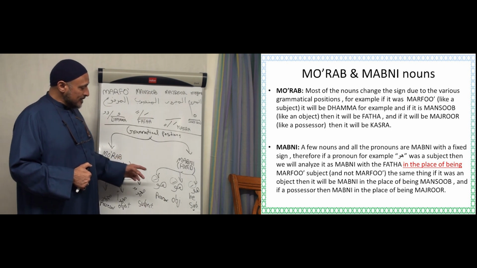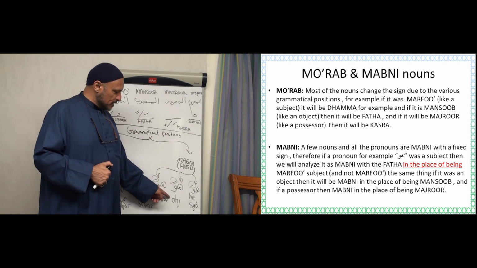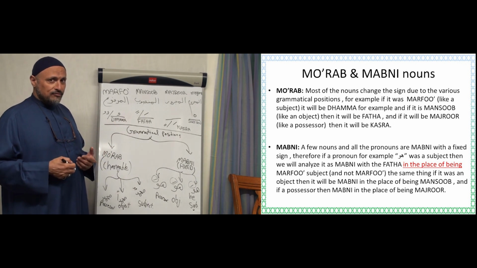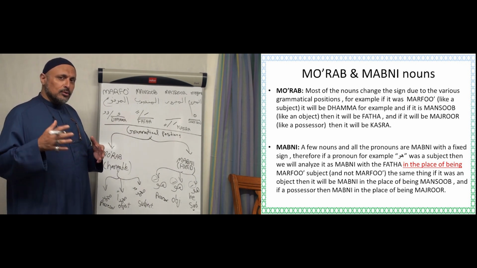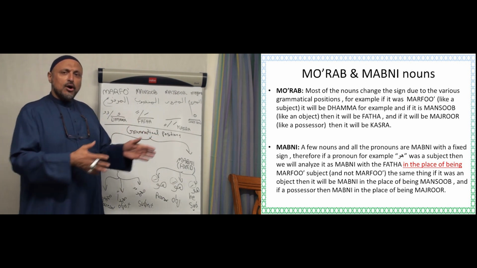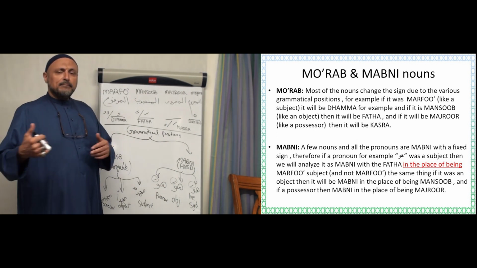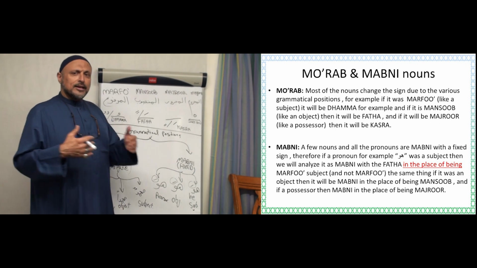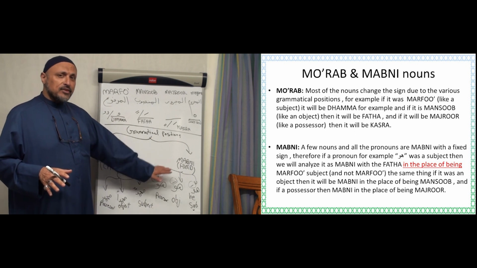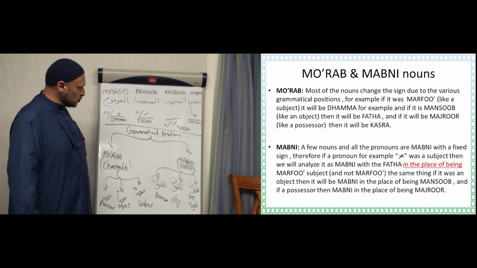So we will have to say it is in the place of being marfu', in the place of being mansub, in the place of being majroor. When we discuss the grammar inshallah further, I will remind you: majroor or in the place of majroor, mansub or in the place of mansub, majzoom or in the place of majzoom. So there is 'place of'. Either it is majroor with a sign, or if the sign is fixed, then it is in the place of that sign. Okay, it's the place of the grammatical position.